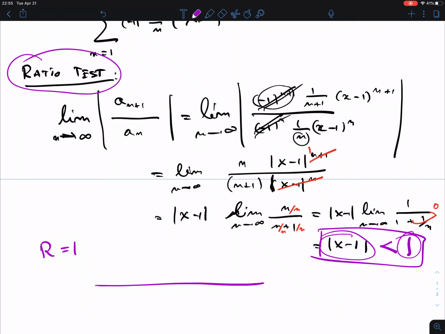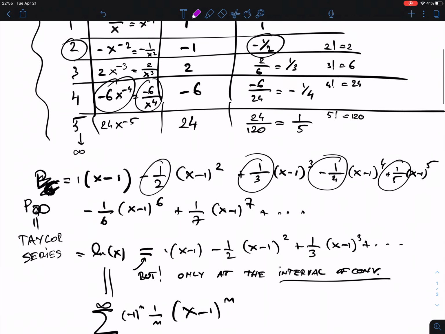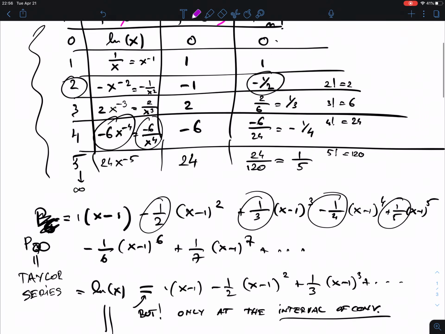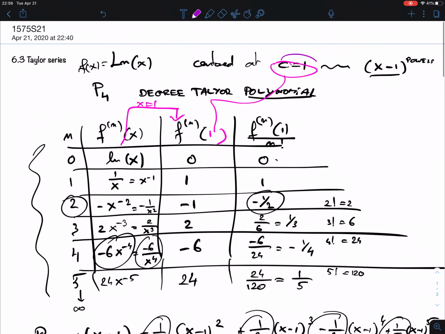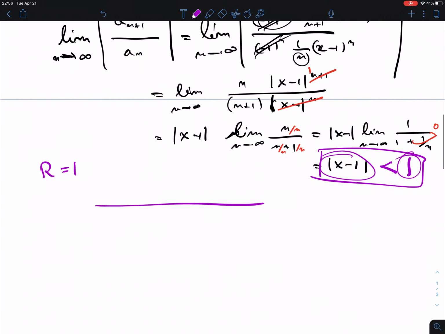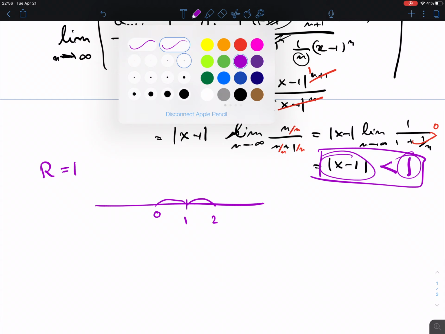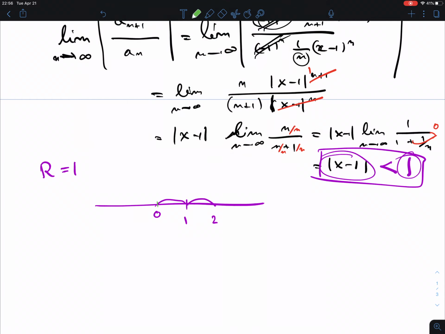And what does this mean? That means you take the center. Now be careful. What was the center? The center was 1, right? We had the center 1. So what we need to do is, here is 1, and then we can go 1 that way, that would be 2, and 1 that way, that would be 0. So the interval of convergence, therefore, is in between these two.